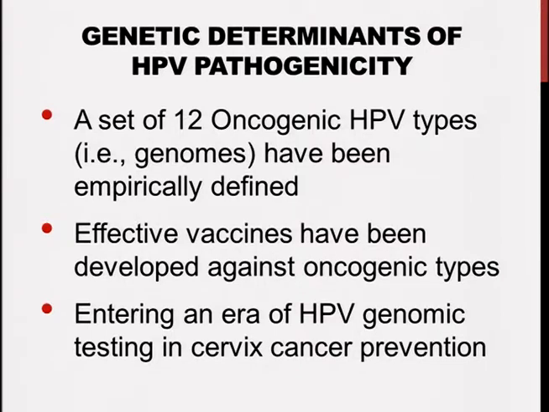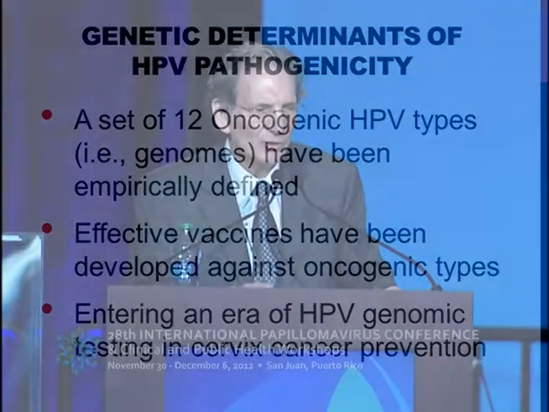We have effective vaccines developed against these oncogenic types, and we're entering now an era of HPV genomics where the genomics will be testing for cervix cancer prevention. This is all a use of our understanding of HPV genomics. Although we don't think about it, we accept just the risk of HPV-16. Those of us that are interested in the genomic side are really trying to understand what are the specific determinants of the pathogenicity.